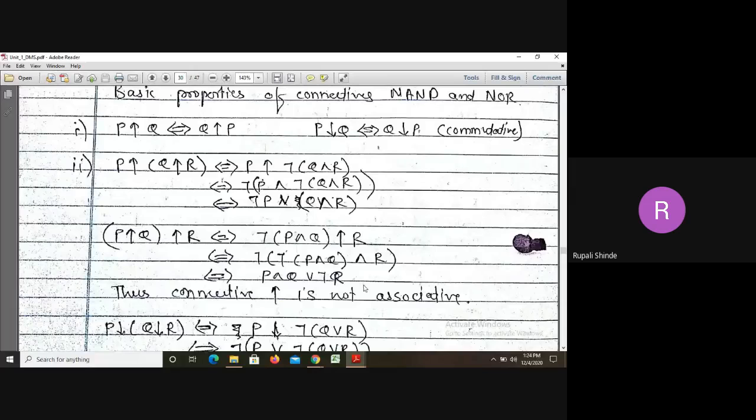Now we have to check whether it is satisfying the associative property or not. What is the meaning of the associative property? If P NAND (Q NAND R) is equal to (P NAND Q) NAND R, then we can say that this satisfies the associative property. Now we will check whether this is associative or not. If you consider the first term, P NAND (Q NAND R), then we can convert this into an equivalent form as P NAND.